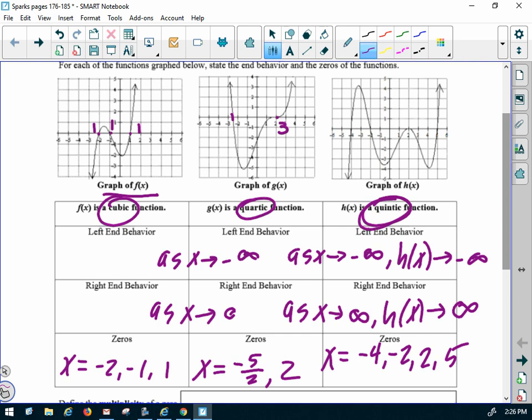In this one, you can check me because you can read what's on the bottom of your page. Negative 4 has a multiplicity of 1. Negative 2 has a multiplicity of 1. 2 has a multiplicity of 2, and 5 has a multiplicity of 1.